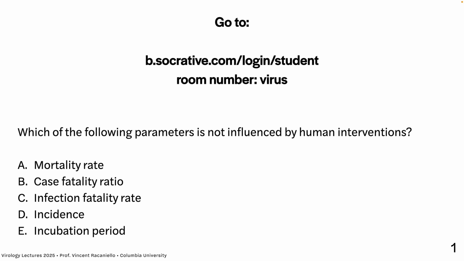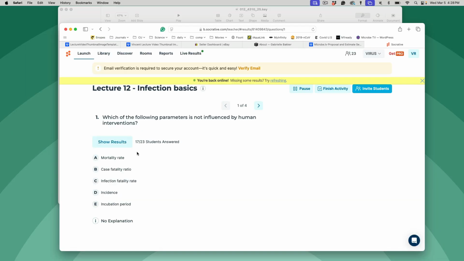So our first question, which of the following parameters is not influenced by human interventions? Mortality rate, case fatality ratio, infection fatality rate, incidence, or incubation period. All right, looks like we've stopped.